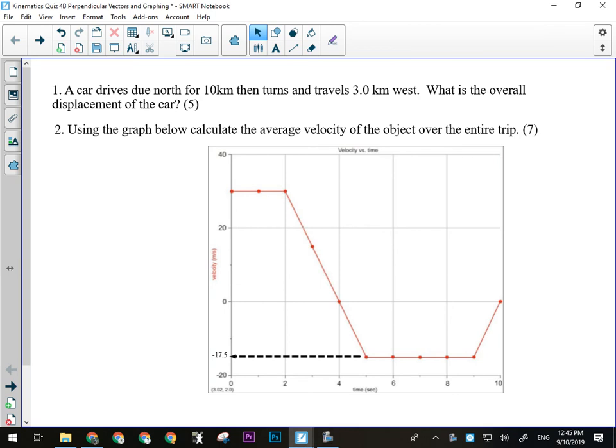So, starting off, we've got a simple vector addition question using perpendicular vectors, and then we have a velocity versus time graph question. Okay, so we'll quickly go into those.